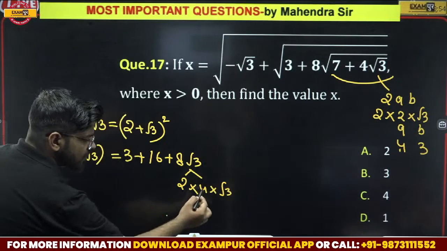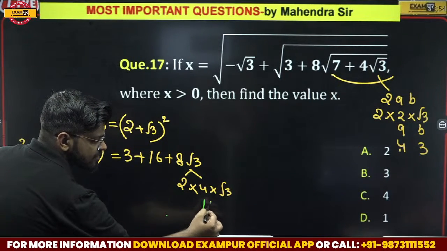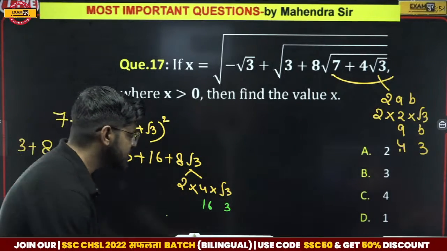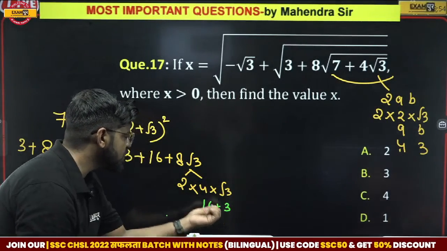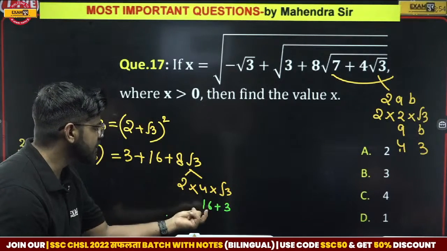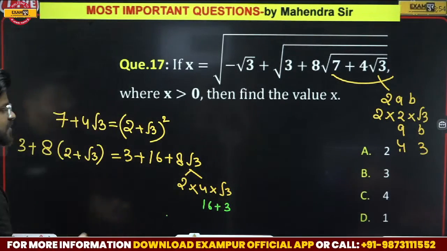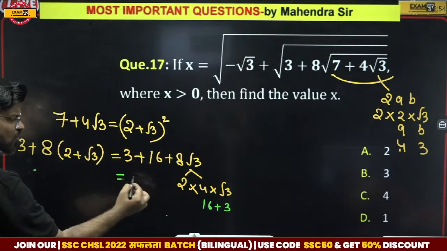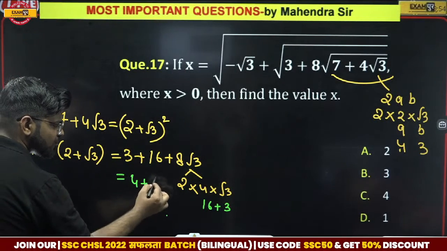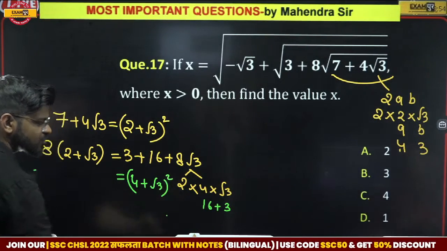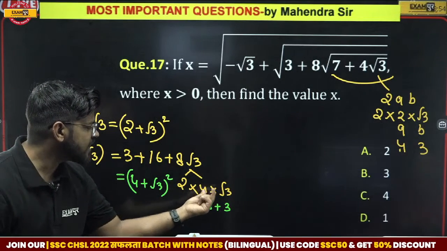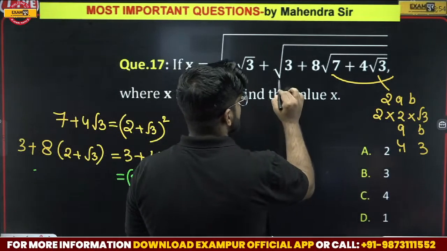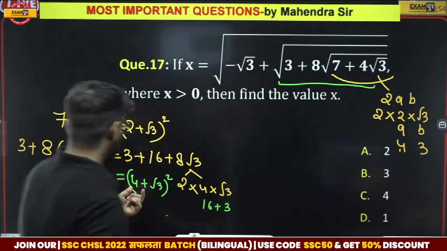That means here if this is a, this should be squared as 16 and this should be 3. So we want 16 plus 3: a square plus b square plus 2ab. This is 2ab, this is a square and this is b square. That means this thing is equal to what? (4 plus root 3) whole square. Yes or no? This is a, this is b: (4 plus root 3) whole square. Clear to everyone? So this thing is equal to (4 plus root 3) whole square.